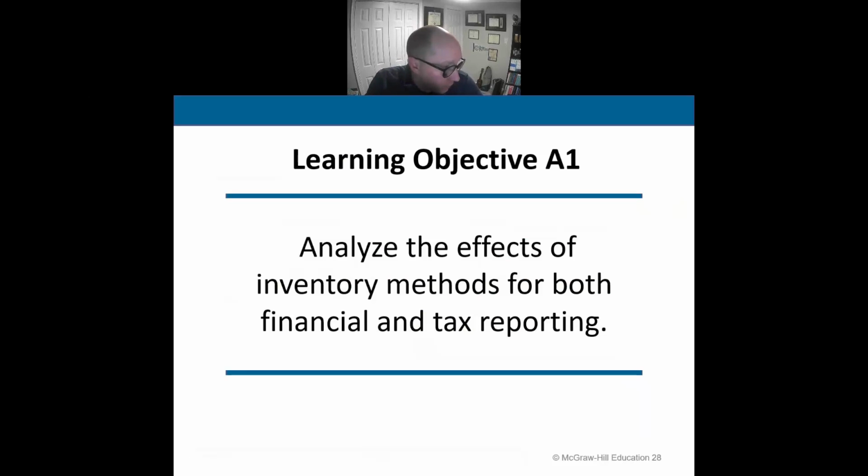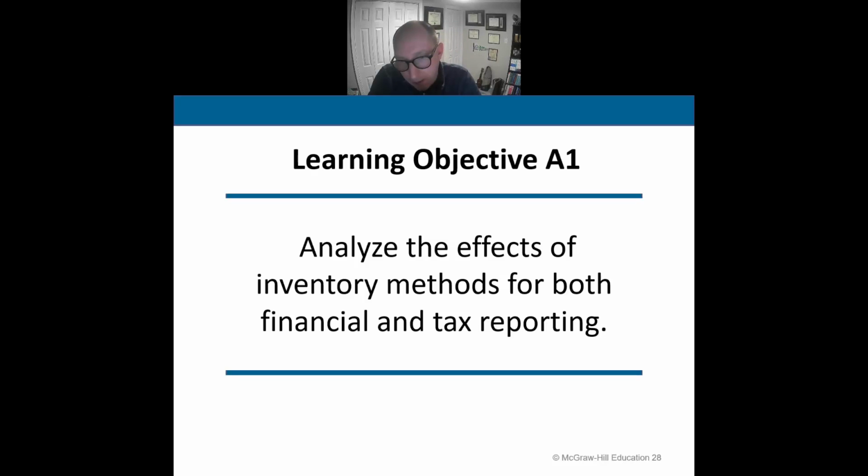Now, the reason. We talked about the reasons why companies select one of those three: the average, first in, first out, last in, first out, perishable items, types of items they sell, etc. The real reason? Tax reporting.